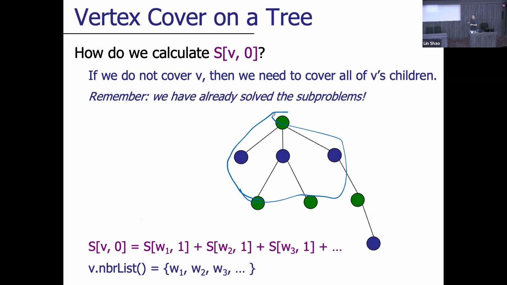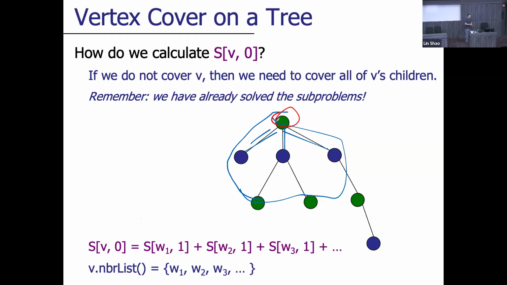If root V itself is not covered, which means that we need to cover all of V's children. Then S V 0 would be: we identify V's neighbors to be W1, W2, W3, etc. Then S V 0 would be the sum of S W1 1, S W2 1, and S W3 1, over all the child nodes.